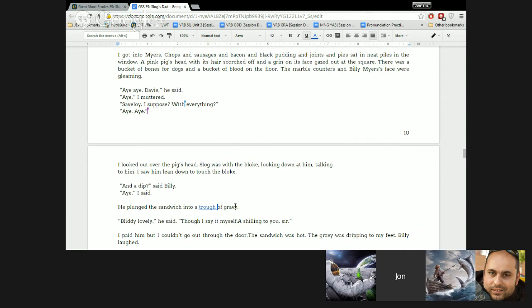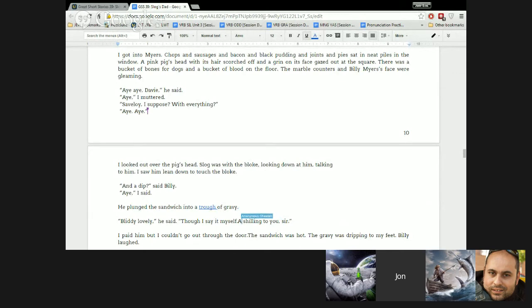I think it is interesting. I don't think it's a coincidence. I think it has something to do with their social status, the fact that they're working class. But we can also describe it as a trough. It's okay, there's nothing unusual about that. But it's a little hint about something about them. And he plunges the sandwich into a trough of gravy. Gravy, in American English, is just sauce.